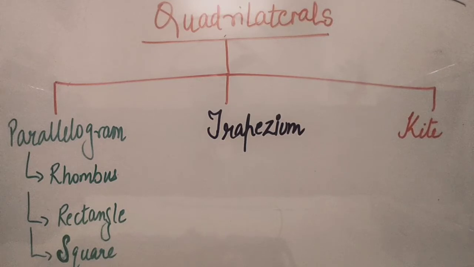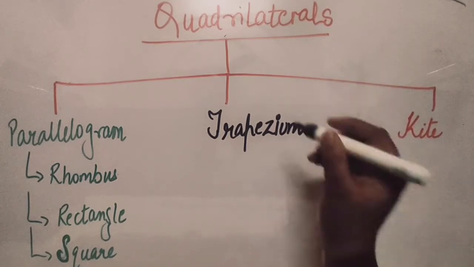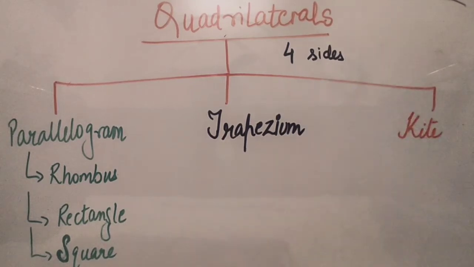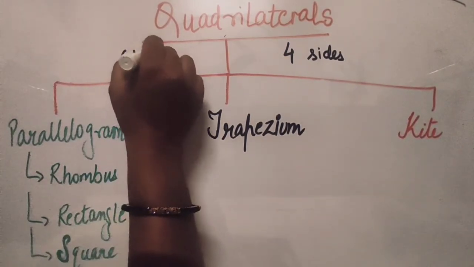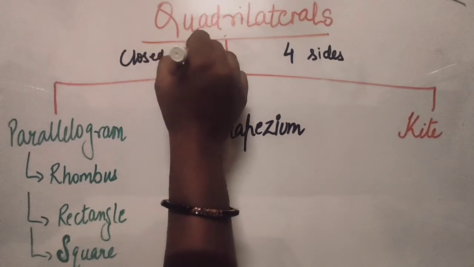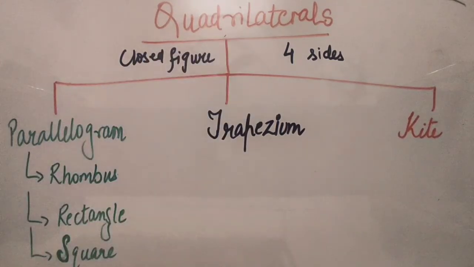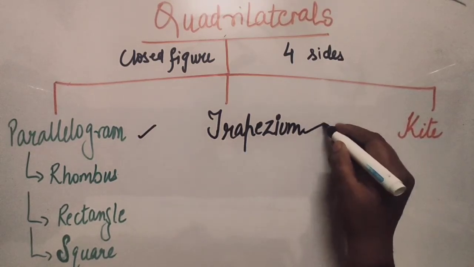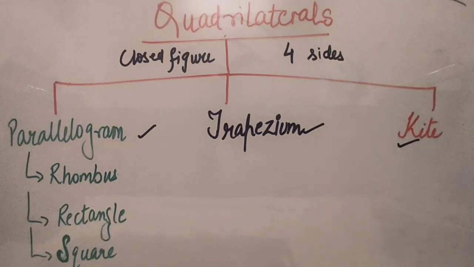As we have already discussed in our previous class, what are quadrilaterals? Let's have a quick recap. Quadrilateral means any figure which has four sides, any closed figure which has four sides. So that kind of figure is known as quadrilaterals. Now, we basically have three types of quadrilaterals: parallelogram, trapezium and kite, right?